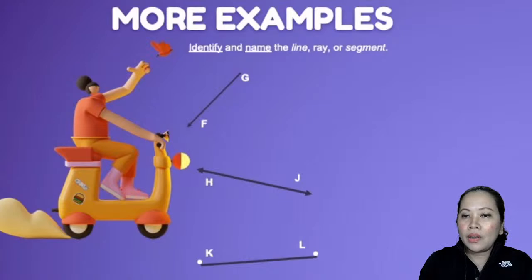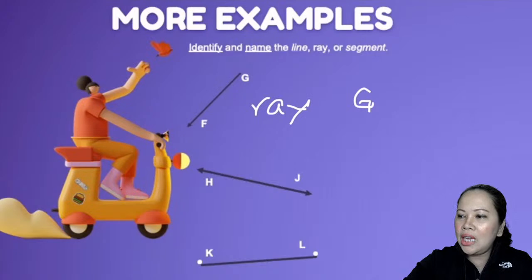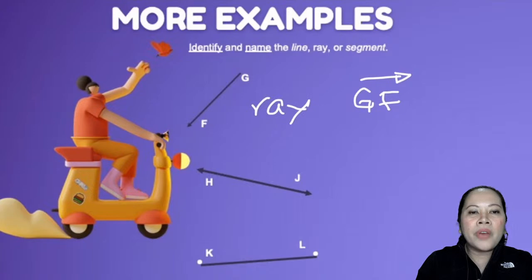It is a ray. That's correct, Embry. So it is indeed a ray. When you name it, the endpoint is on G and it's extended on F. So that is how you name it. Ray GF. Okay, how about the second one?